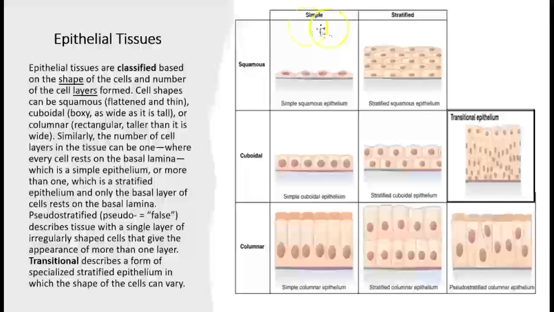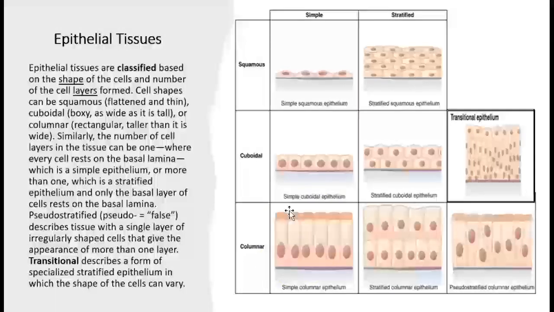For example, simple squamous. Simple squamous means one layer of squamous cells. Simple cuboidal, one layer, the cell looks like a cube. Simple columnar, one layer, the cell looks like columns.